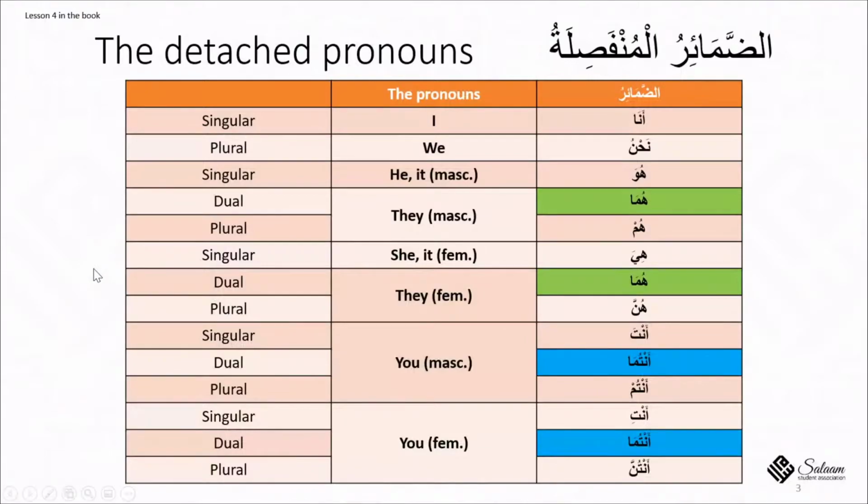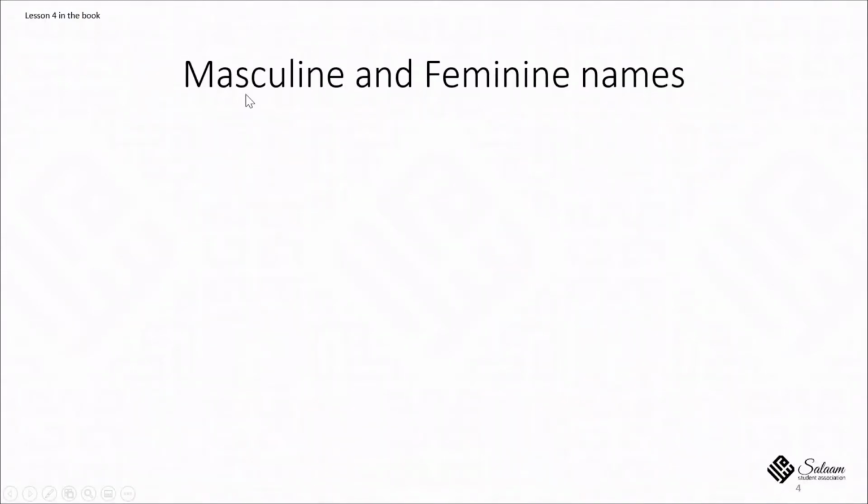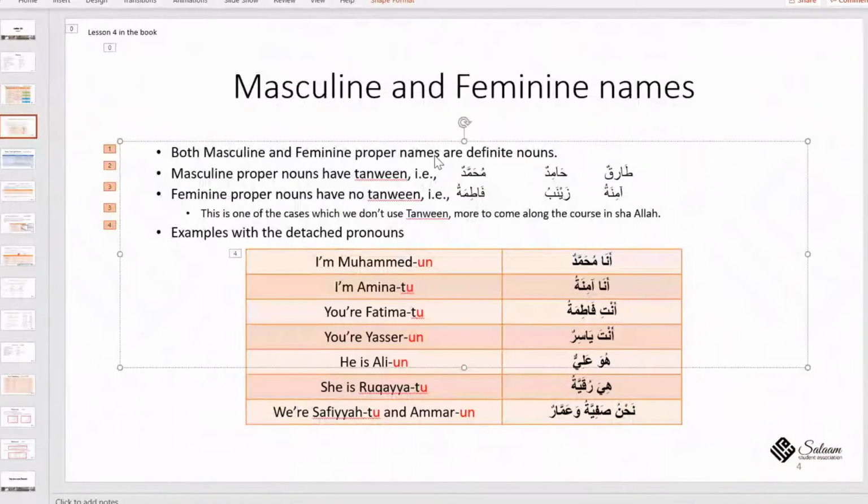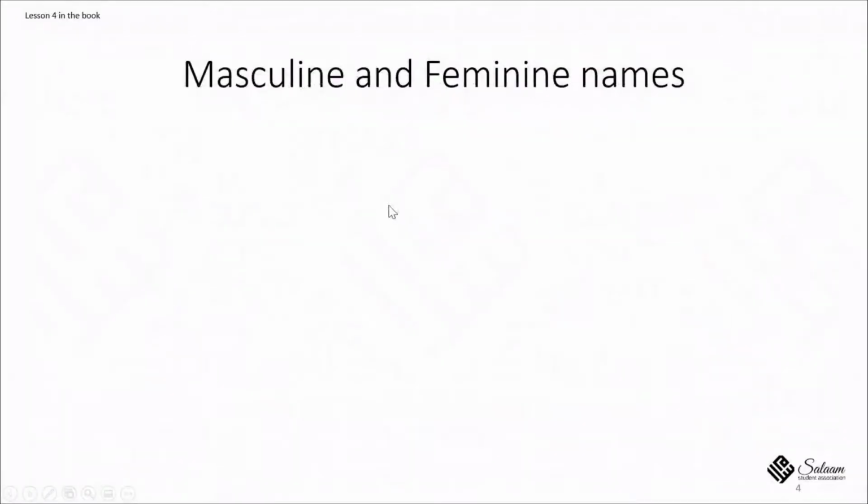Okay, moving forward. The masculine and feminine names. Now these are not nouns. These are names. A name of a person like Muhammad, Ahmed, Mahmoud, Mustafa, any name. So both masculine and feminine proper names are definite nouns. I think we mentioned that when we were talking about definite and indefinite nouns. So the names are definite even if we don't have alif lam at the beginning. The alif lam is the sign for definiteness, but it's definite by default because you talk about a person. So even if it doesn't have alif lam, it's a definite noun.